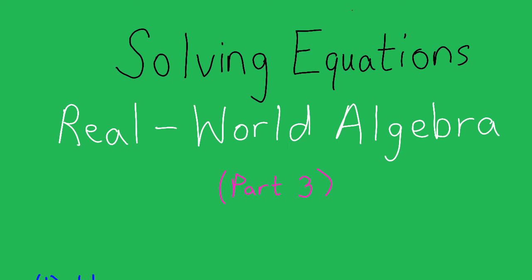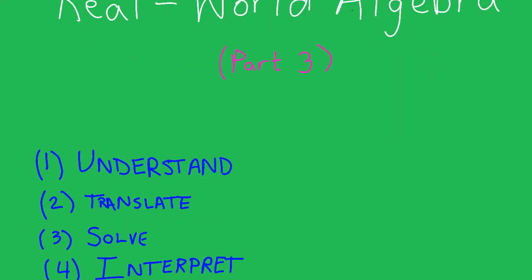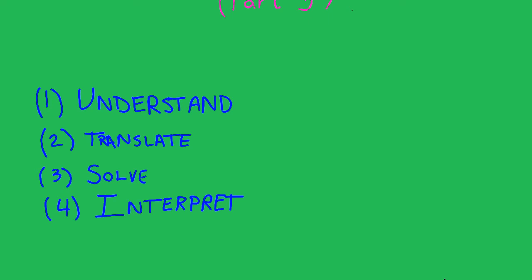Alright, so in this video we're going to tackle another real-world algebra problem, and I'll try to make this one short and sweet for you guys. So remember the strategy that we've used to solve these problems. First, we need to understand the problem, then we need to translate the words from the word problem into math or an equation, and then we solve that equation, and lastly we interpret the solution of the equation in the context of the problem. In other words, we put an answer to the question they were asking in the problem.